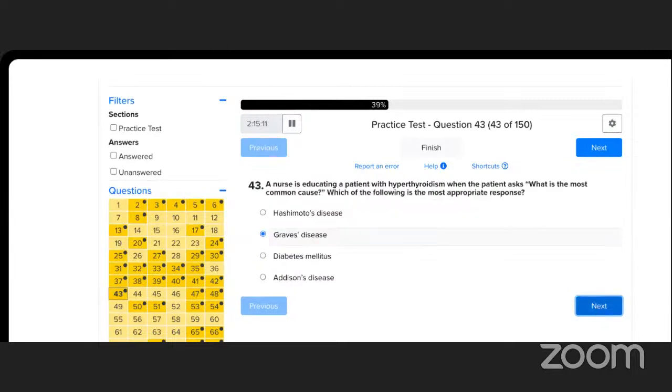43 is when you're educating a patient about hyperthyroid, what is the most common cause? And I'm picking Graves' disease. So if you guys think there's another answer, let me know, because I want us to spend more time with the answers and rationales.